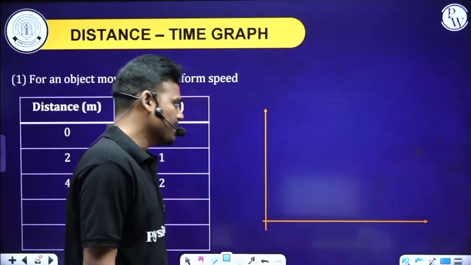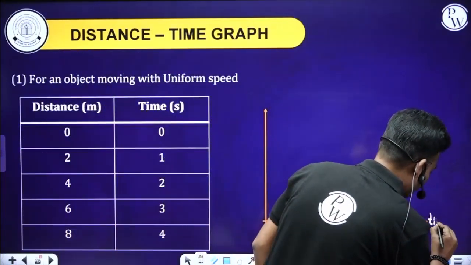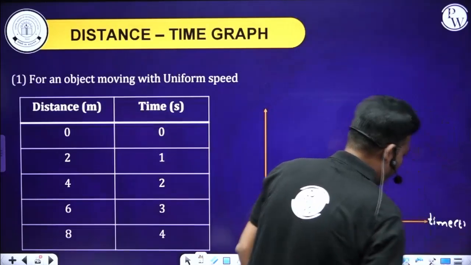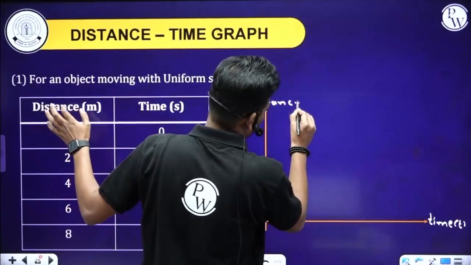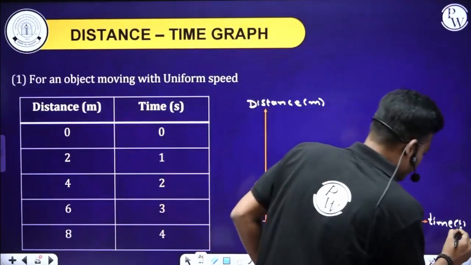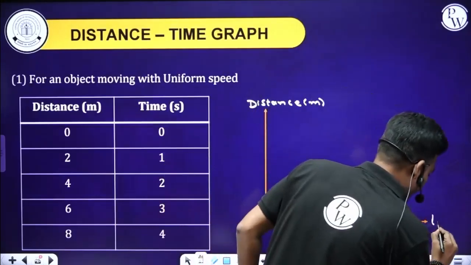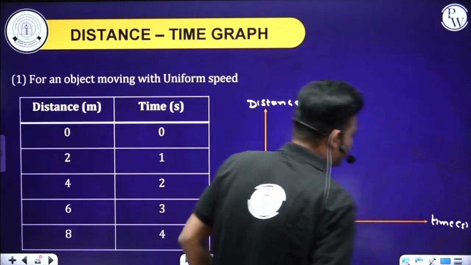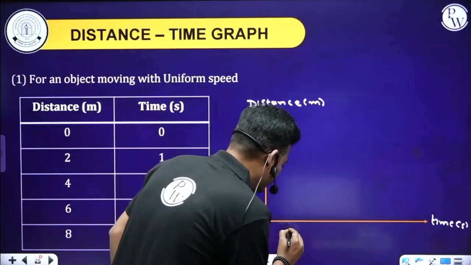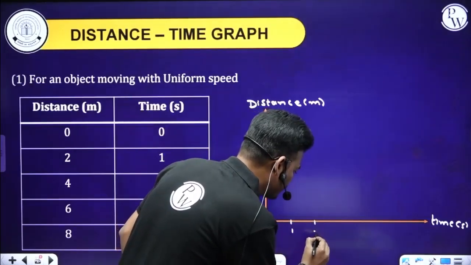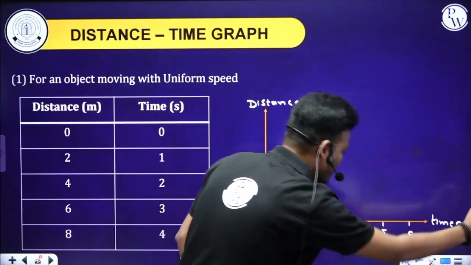For example, you can see the table. Along the x-axis we are considering time, in seconds, and along the y-axis, distance, in meters. This is the origin. Let's consider time: this is 1 second, this is 2 seconds, this is 3 seconds, this is 4, this is 5, this is 6, and so on.